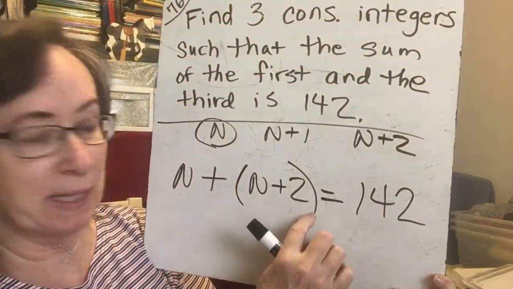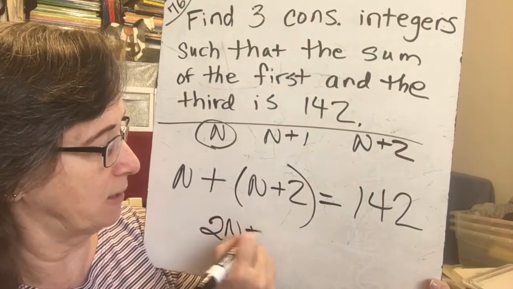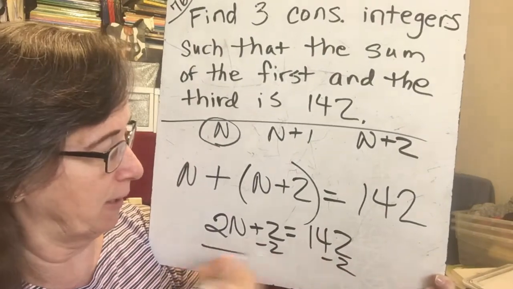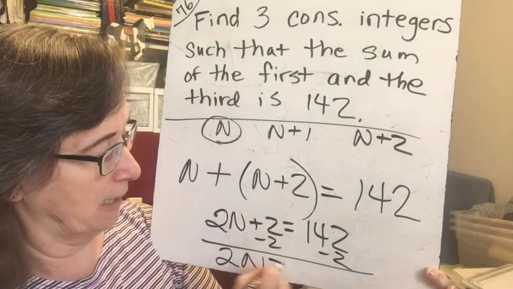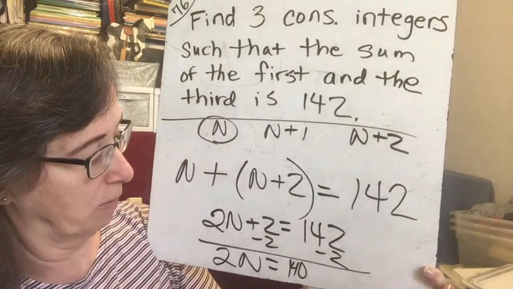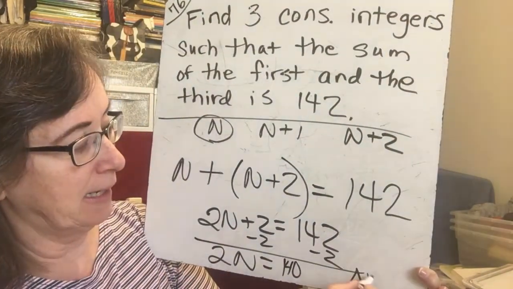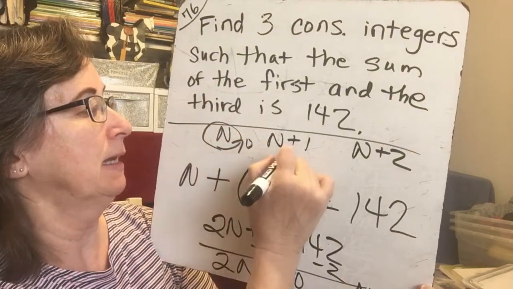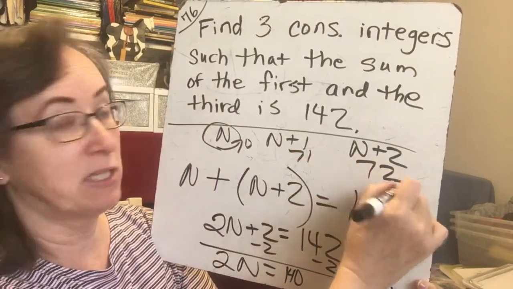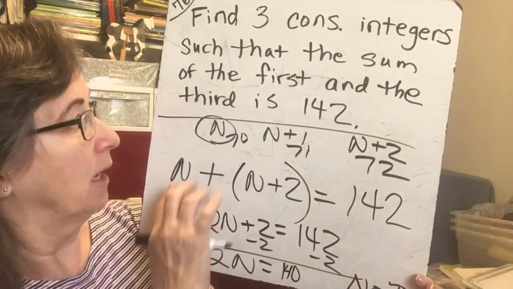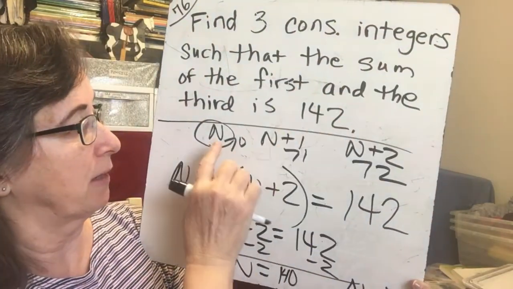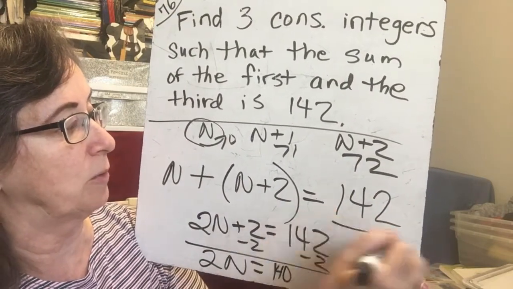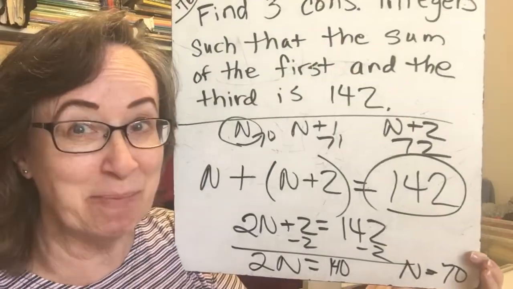n plus n plus 2 is 2n plus 2 equals 142. Subtract the 2 to get rid of it. 2n is 140. So n, dividing by 2 on both sides, is 70. So this would be 70, 71, 72. So let's check it. All right, so the sum of the first and the third, 70 plus 72, is 142. That one was pretty simple.